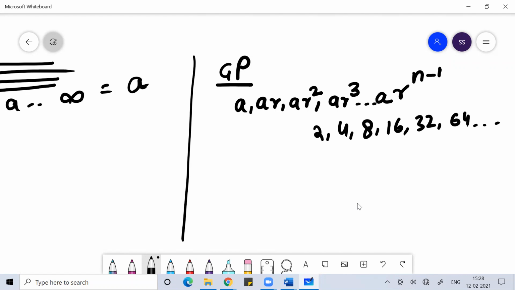So here you can see the first term is a and your nth term is a r to the power n minus 1. And you should know the formula for the sum of n terms in GP.